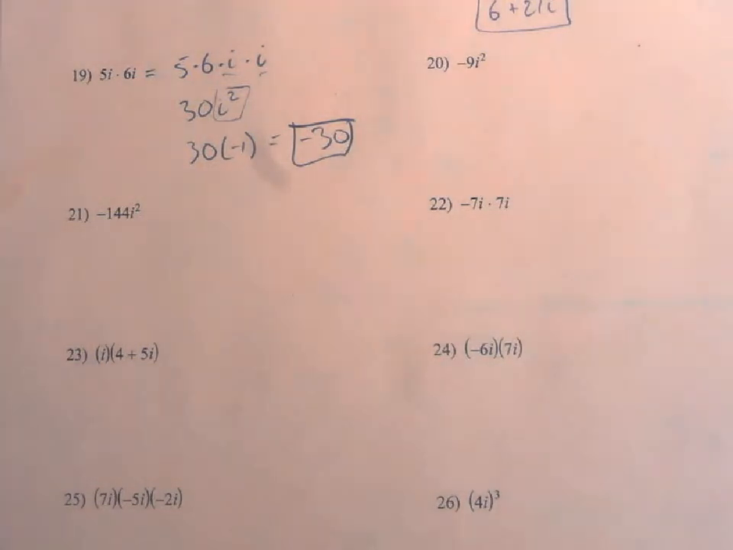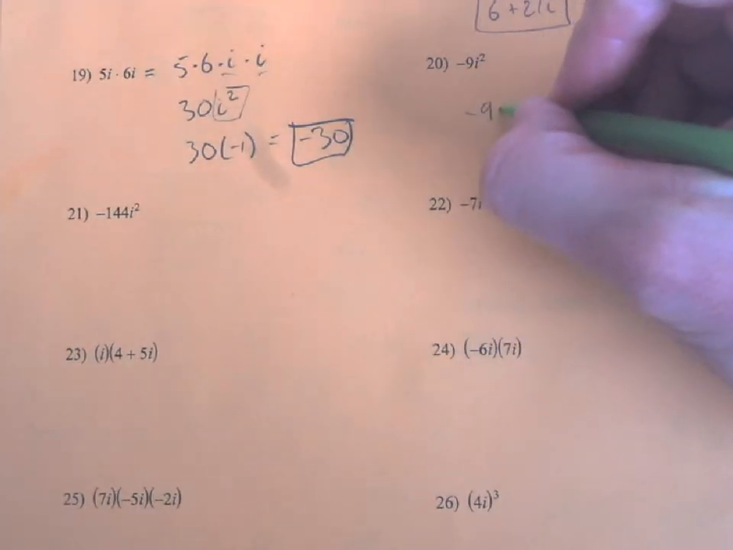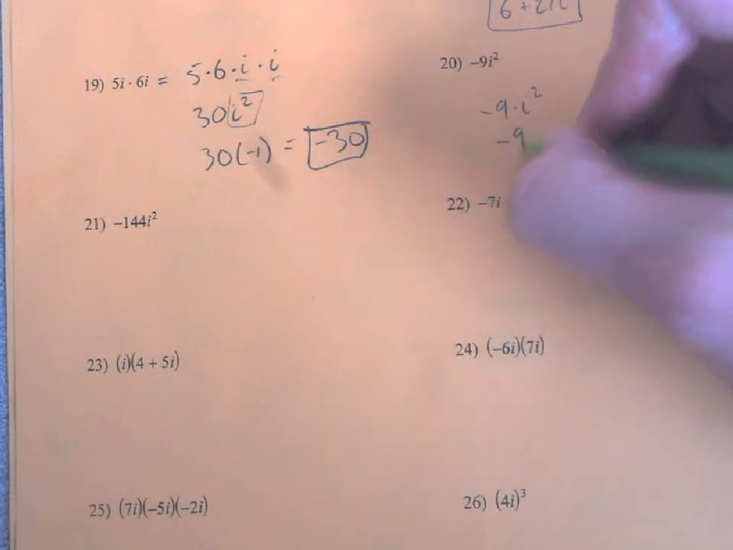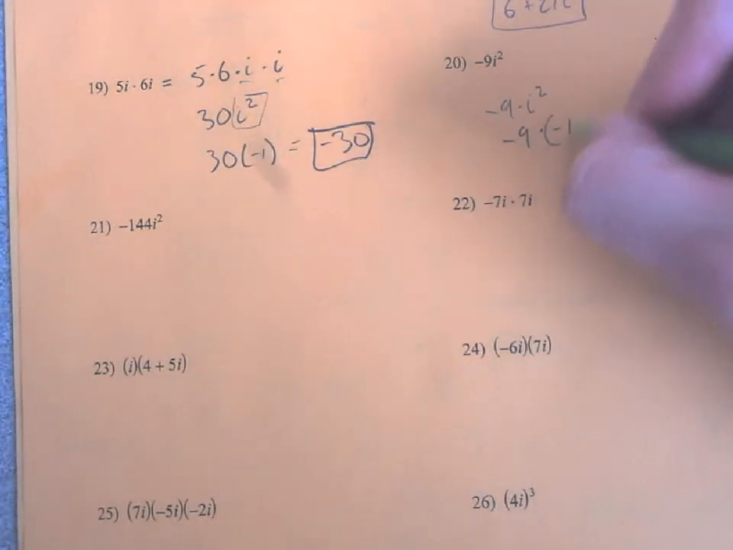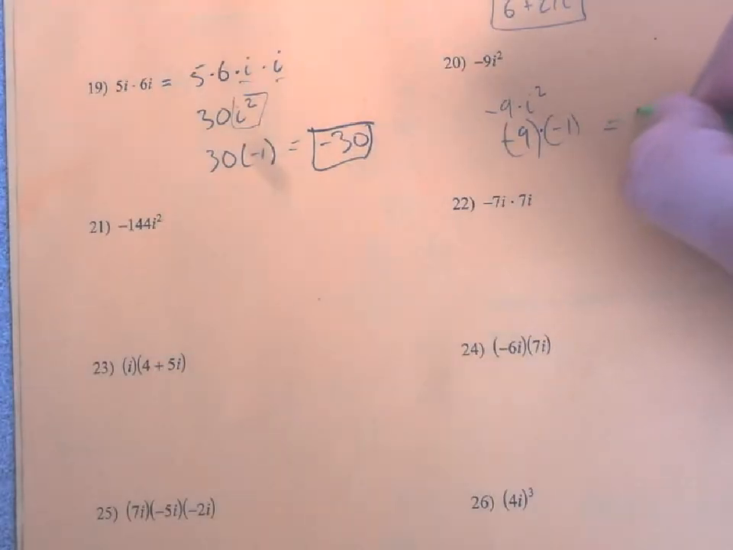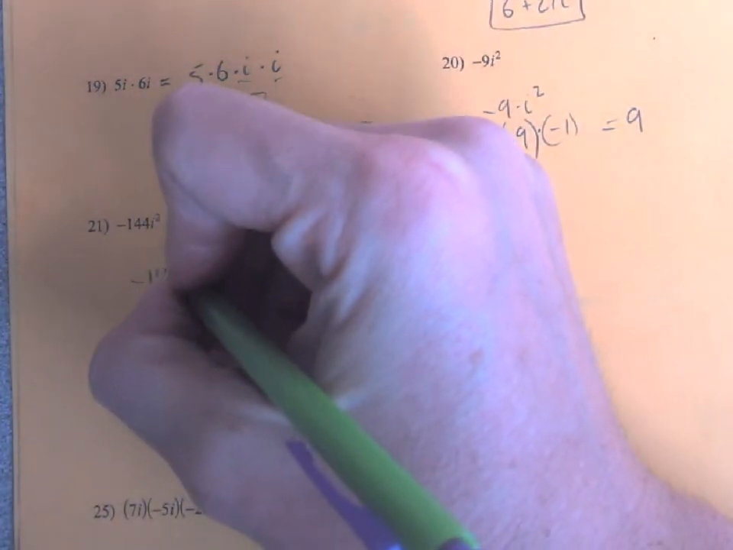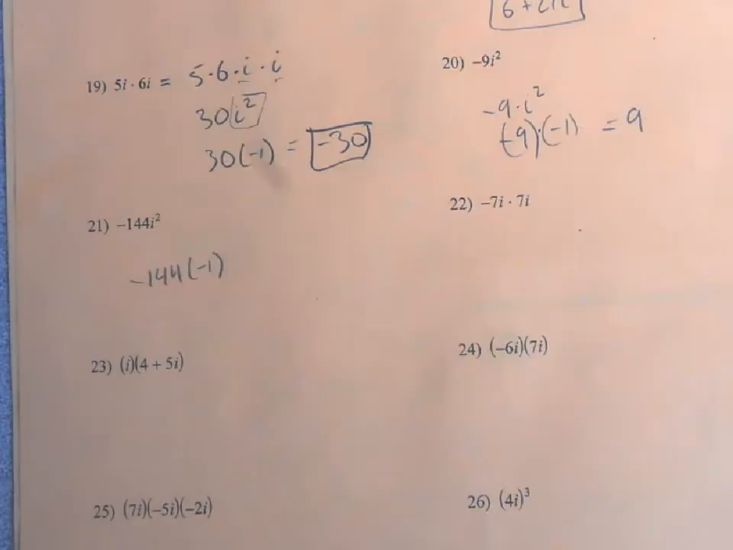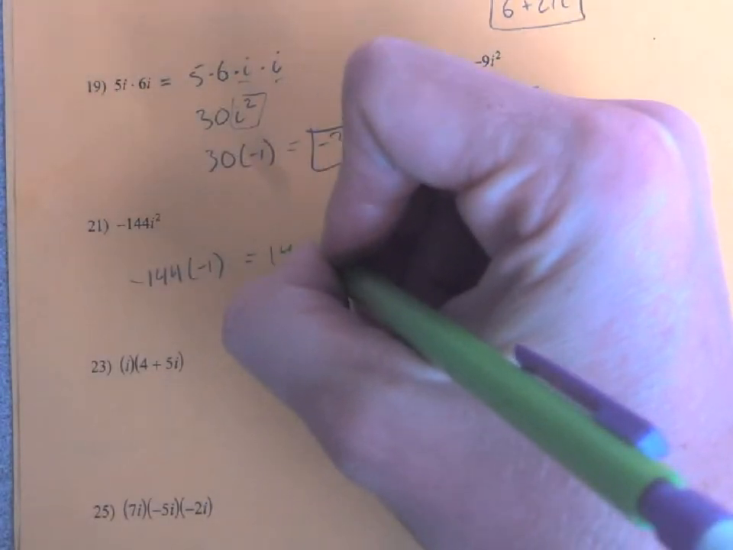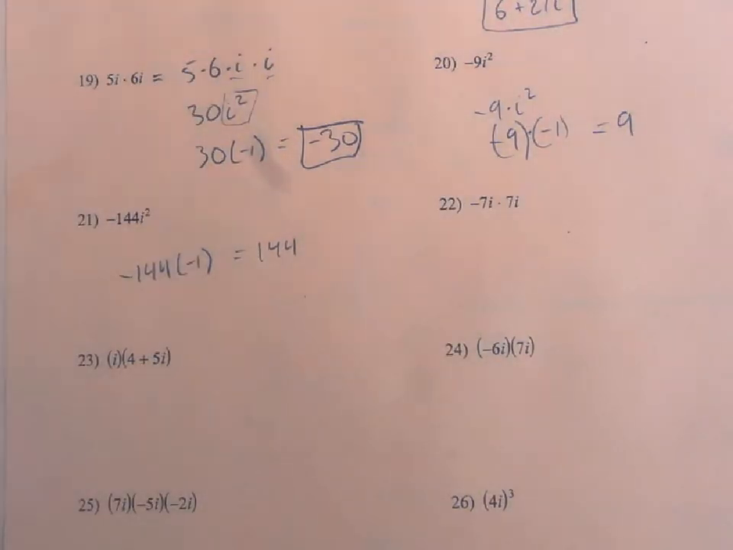Okay, so coming back from pause. This is just negative 9 times i squared, but remember that i squared is a negative 1. So this is just positive 9. Negative 9 times negative 1 is positive 9. Okay, negative 144 times i squared is negative 144 times negative 1, which is positive 144. Right, you could have got those on your own. You know what you're doing. So don't use this video as a crutch. Use it as a tool to help you become independent.